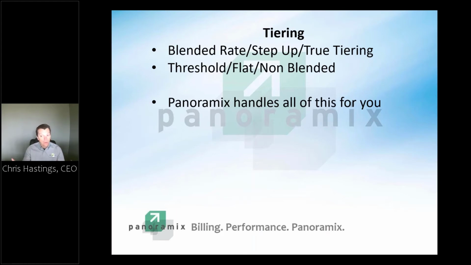Or do I bill the whole 1.2 million at 0.75%? So that's the question for tiering, and those are called different things. The first one is called a blended rate or a step-up tiering, or true tiering sometimes. The second is called threshold billing or flat billing, which is you're billing the entire amount at one rate. A case can be made to do it either way.